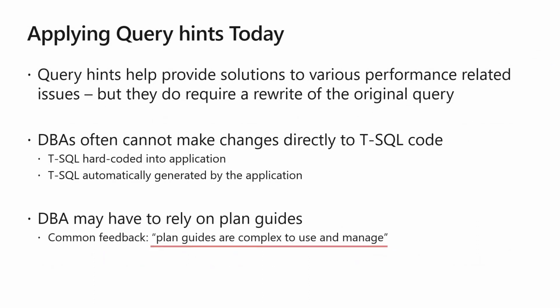As discussed, there are many reasons to leverage query hints. They do require making changes to your code, making changes to the queries. And this is usually something that cannot be done without the application owner or vendor support. So DBAs may not always be able to make these changes directly to T-SQL code. For production environments, this is definitely a struggle, but also for vendor-based solutions, as the T-SQL may be hard-coded or automatically generated by the application. So what were our previous options? Previously, DBAs had to rely on plan guides, but they were very difficult to use.